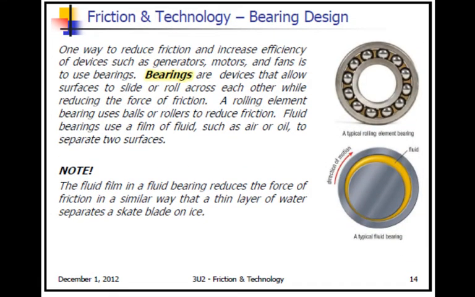We talked about the use of bearings to reduce friction as well. Bearings basically change from sliding friction to rolling friction. There's less material in contact with each other, so we have less friction happening.